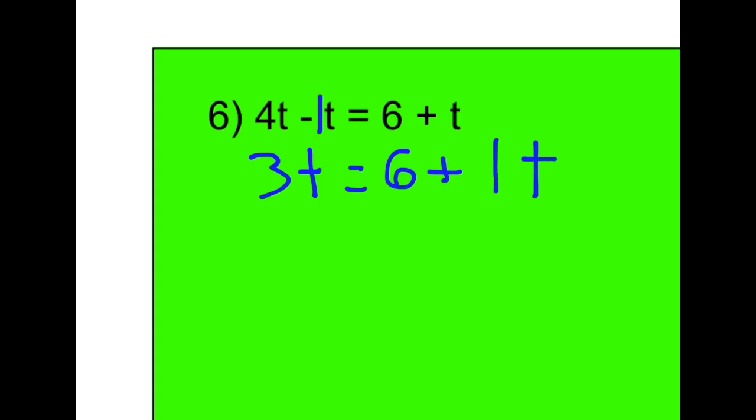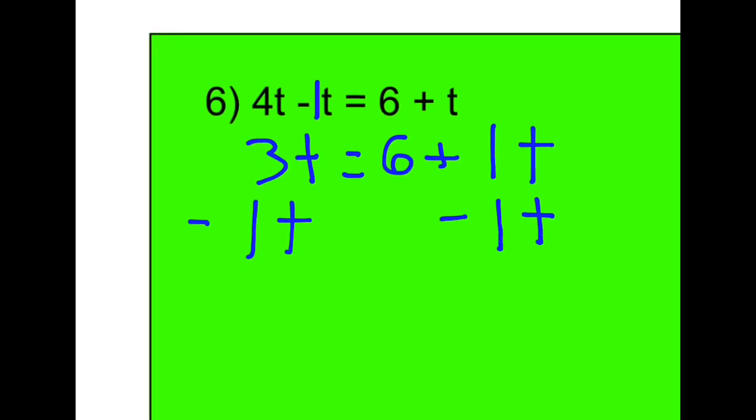Now look at this. I don't want to have a t on both sides of the equal sign. So since there's a t on each side of the equal sign, I'm going to subtract one of them off. I normally choose the smaller one to subtract off because that will leave me with a positive answer. So I'm going to subtract off minus 1t to this side of the equal sign, and I'm allowed to do that just as long as I do it to the other side of the equal sign.